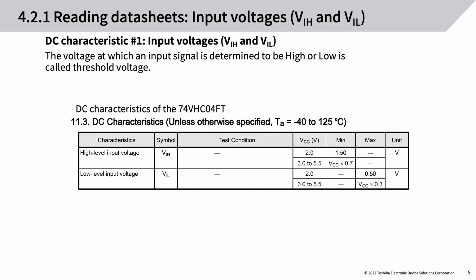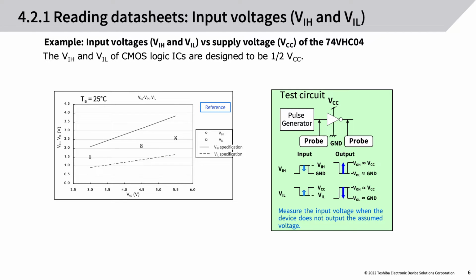Reading datasheets. Input voltages, VIH and VIL. DC characteristic 1. Input voltages, VIH and VIL. The voltage at which an input signal is determined to be high or low is called threshold voltage. The VIH and VIL of CMOS logic ICs are designed to be 1/2 VCC.